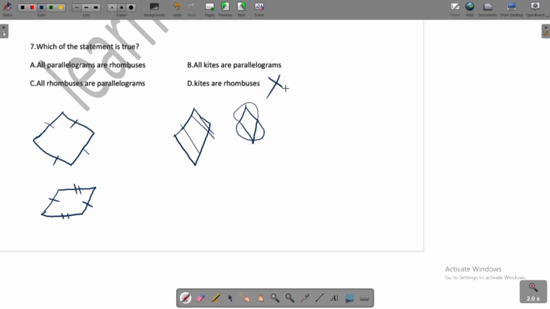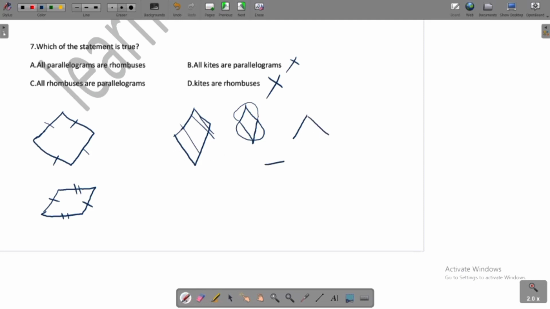So we slide this out. And the second one says all kites are parallelograms. That's not correct too, because these two opposite sides of a parallelogram are equal, and these two opposite sides are equal. So this and this are not the same. But this one says that all kites are parallelograms. But in actual sense, at times we can have kites like this.